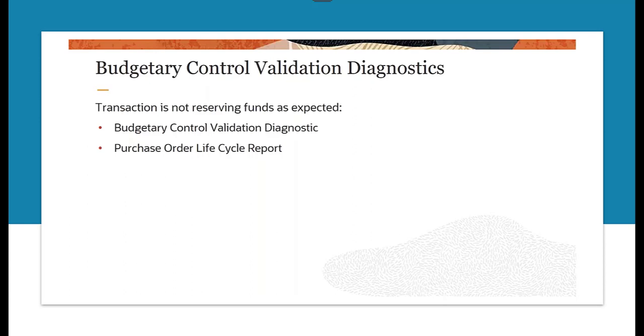So moving on, budgetary control validation diagnostics. You can review budgetary control validation errors and resolutions in the budgetary control validation diagnostics data test report. You can use this report to understand the reasons for and the details of budgetary control validation results for a transaction that has been reserved or funds checked. So if you think transactions aren't reserving funds as expected, you can use the budgetary control validation diagnostics and also the purchase order lifecycle report.